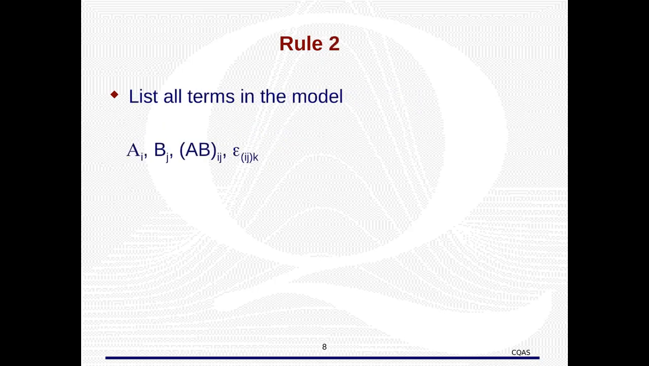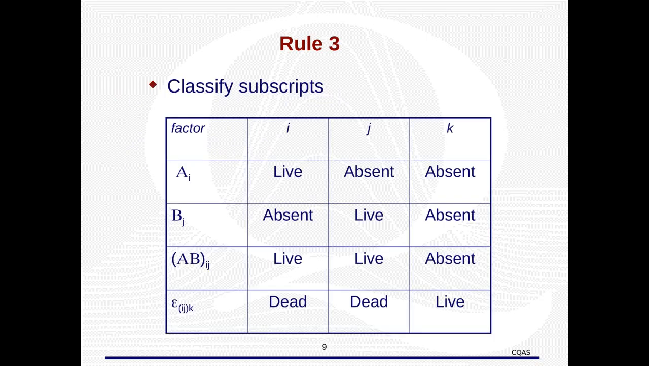Now list the effects with their subscripts. Let's classify the subscripts. Notice that the first row and column identify which subscript belongs with which effect. The term live means that the subscript is represented in the effect. The term absent means that it is not represented. The term dead means that it is represented, but something is nested under it.